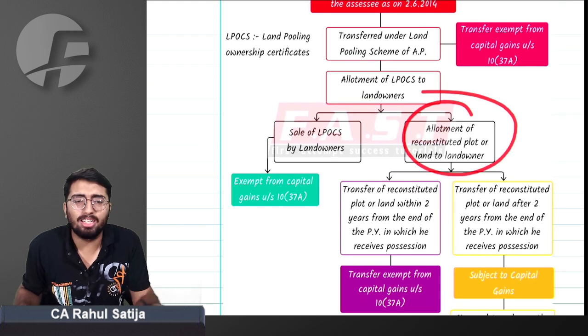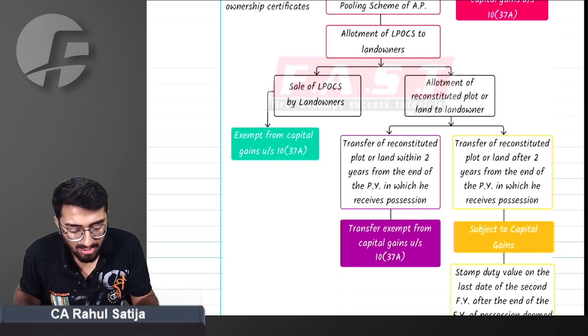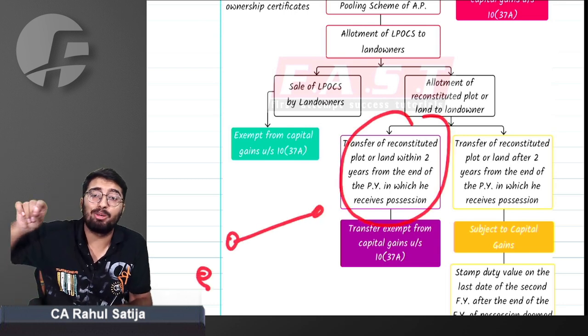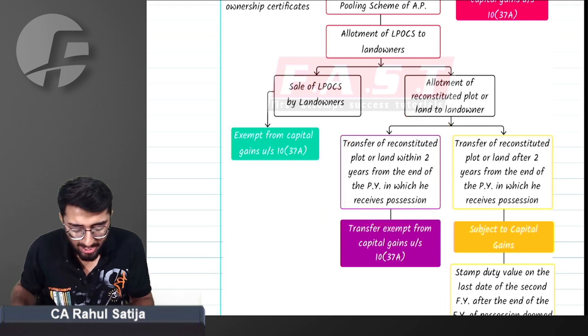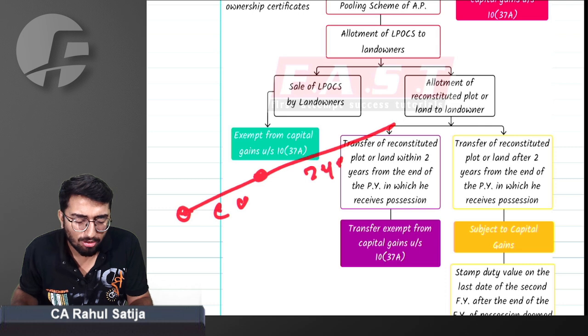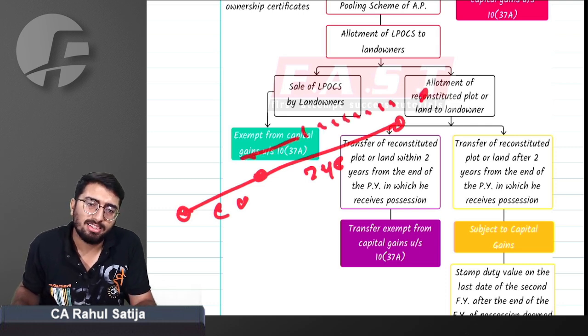But if property is allotted to such landowner, any transfer of such property within 2 years from the end of the year in which allotment is made will also be exempt. What I said is, if property is allotted, let the year end, and within 2 years from the end of the year, if you transfer such allotted property, it will still be exempt.